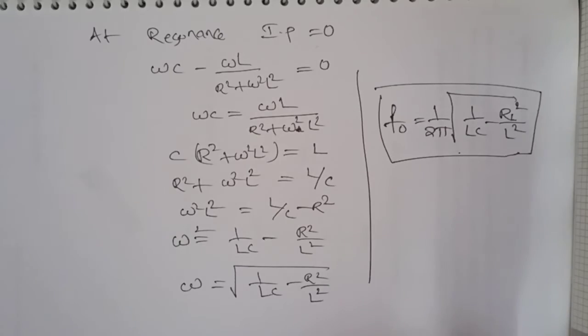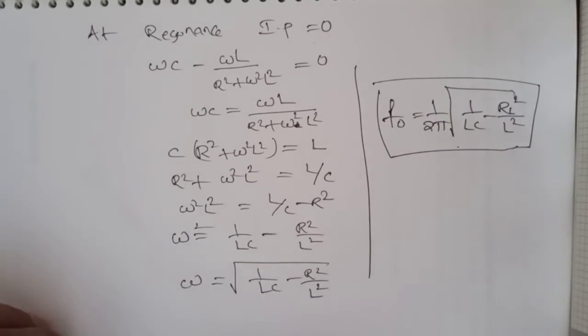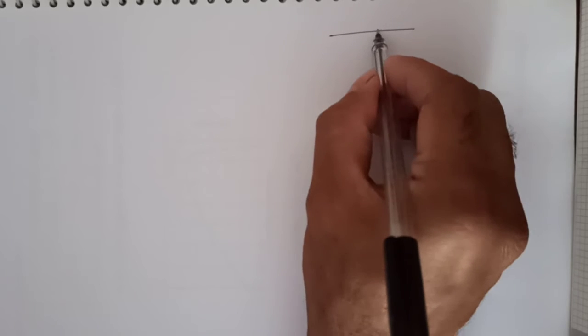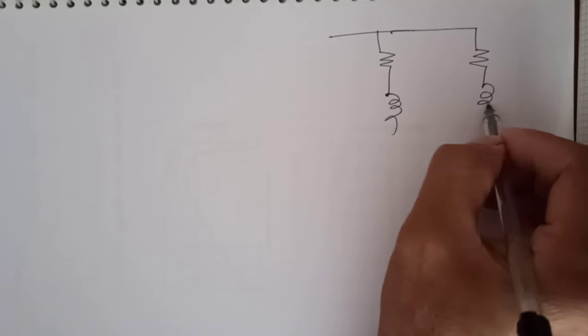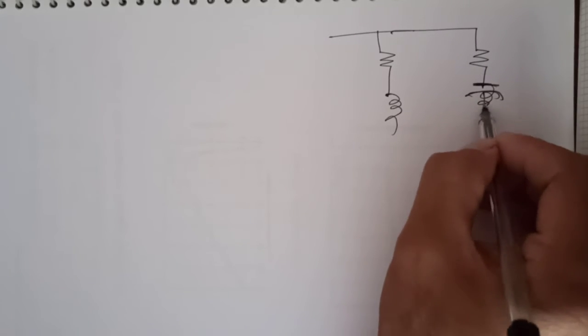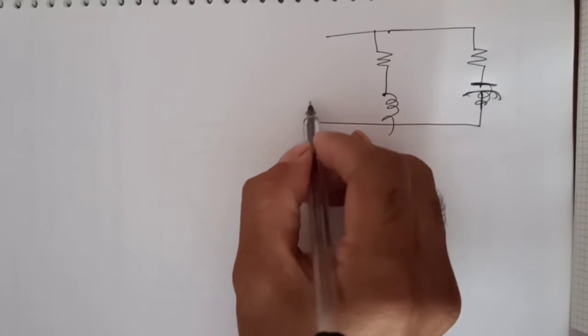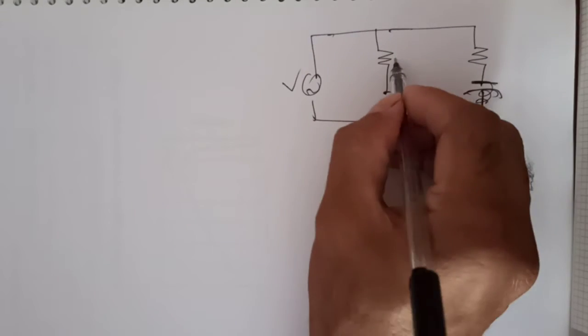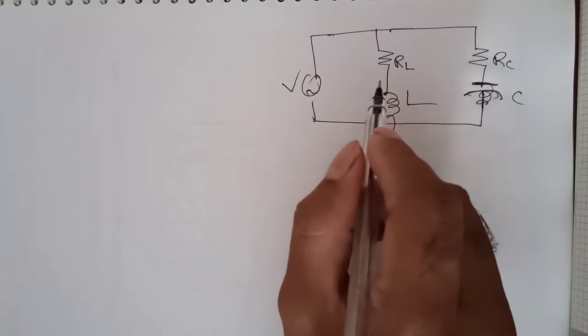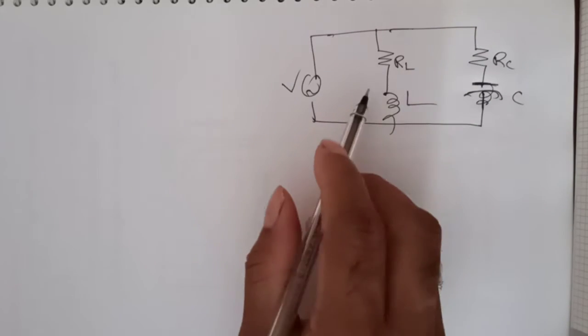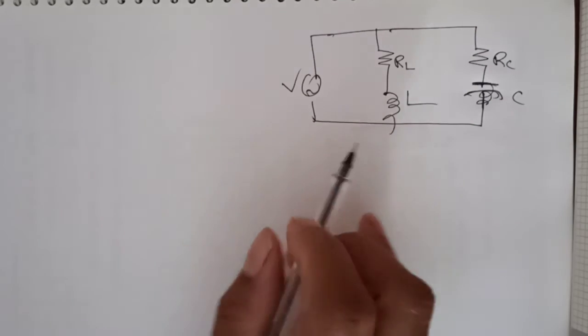Next, what is another type of circuit we can take in the parallel resonant circuit? In the previous circuit we assumed only one resistance, in series with the inductor. Here one more circuit I am assuming has two resistances. This one I am assuming as RL and this one as RC. This is L and C. This is also one type of arrangement we can consider in the parallel resonant circuit.